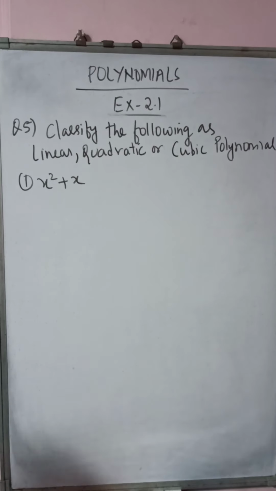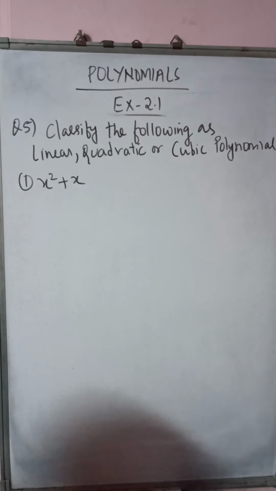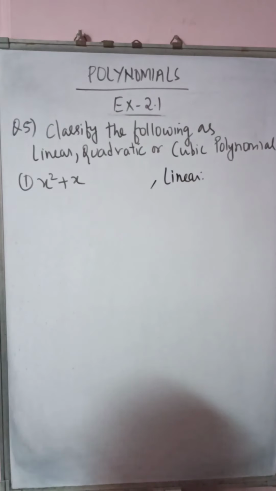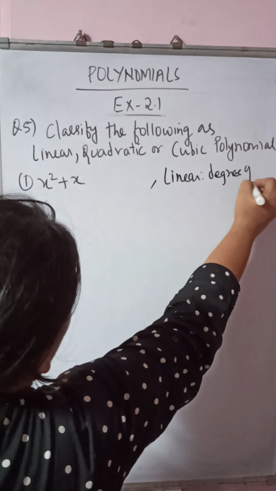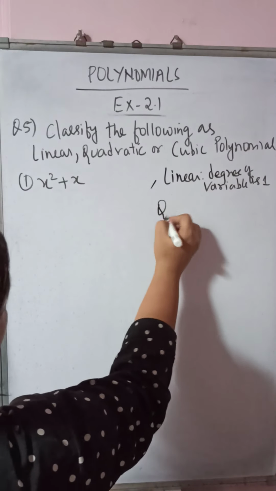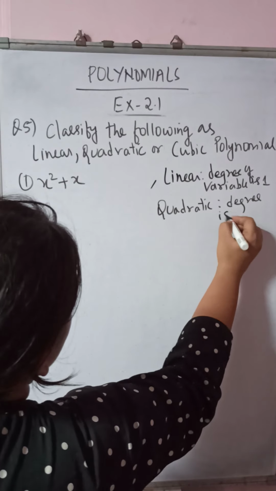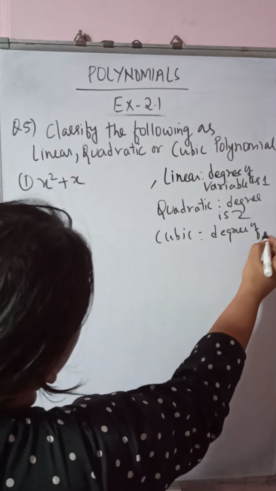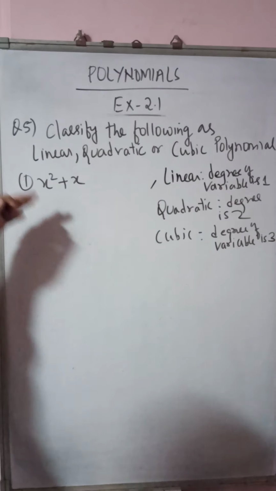Question number 5. Classify the following as linear, quadratic or cubic polynomial. So before I solve this, linear means what? Linear means the power of the variable, or the degree of the variable, should be 1. Quadratic means degree is 2, and cubic means degree of the variable is 3. So just check that and start doing.